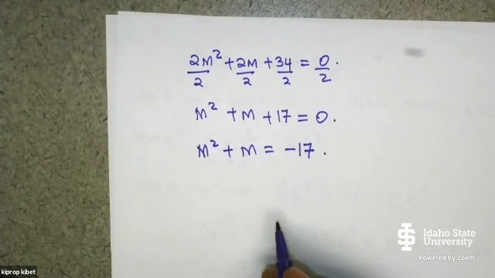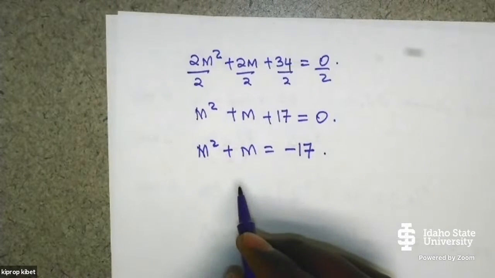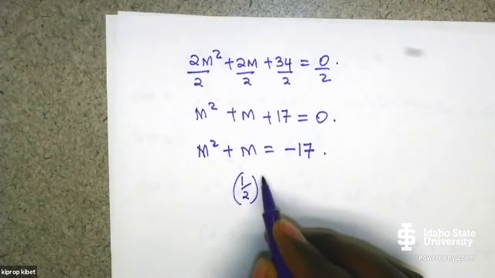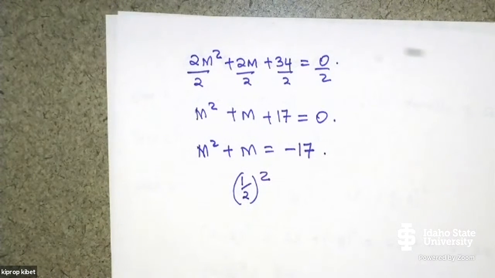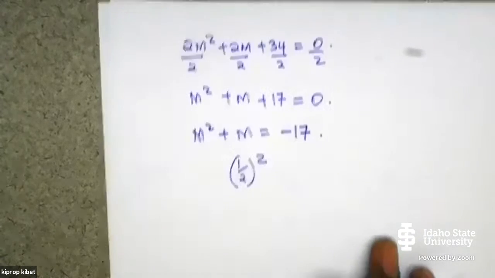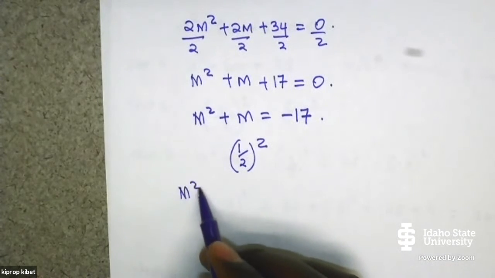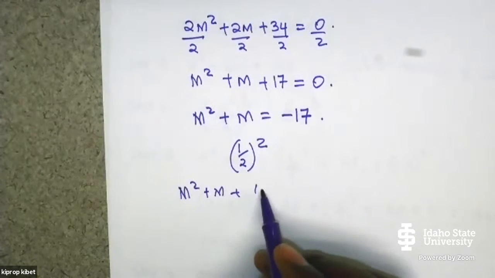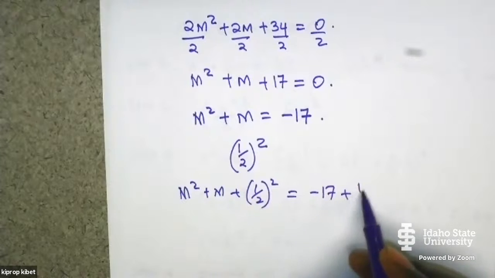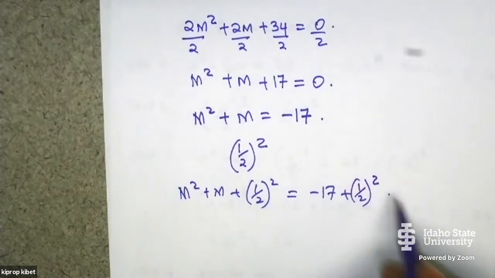And then you do what? Half, and then you square. So it will now be half, then you square. And then you add on both sides. So m squared plus m plus half squared equals minus 17 plus a half squared.